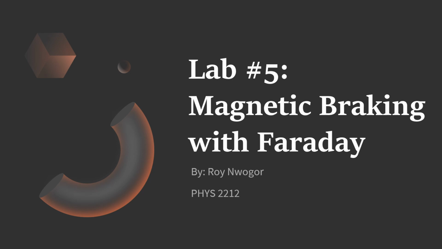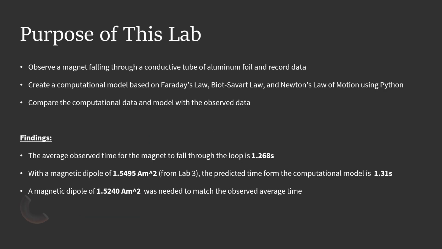Hello, my name is Roy Werger, and this is my Lab 5 titled Magnetic Braking with Faraday. The purpose of this lab is to observe a magnet falling through a conductive tube of aluminum foil and record the data, create a computational model based on Faraday's law, Biot-Savart law, and Newton's law of motion using Python, and then compare the computational data and model with the observed data.